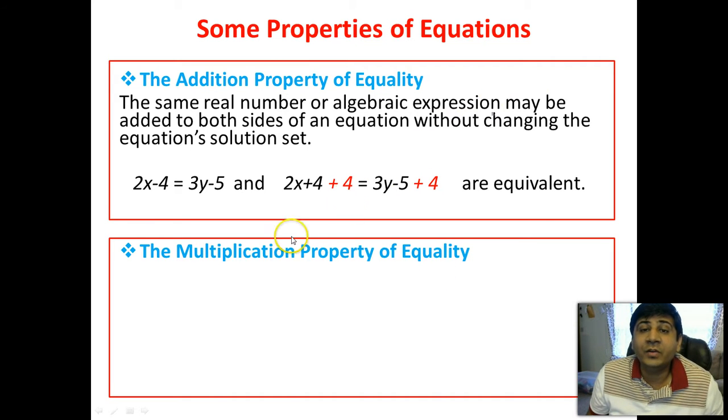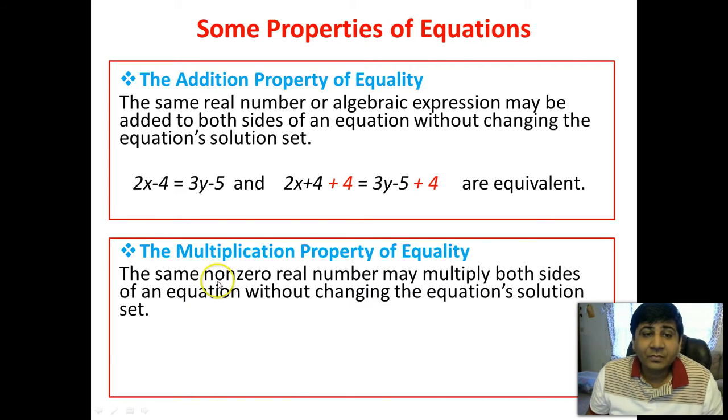We cannot solve equations without these two properties, so they are very important. I want you to pay attention to this. The second property of equality is the multiplication property of equality. It says that the same non-zero real number may be multiplied on both sides of the equation without changing the solution set.